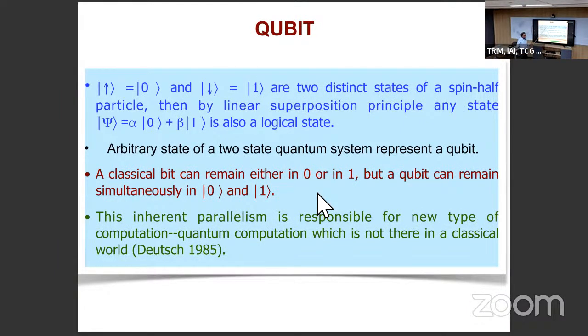Coming to the notion of the quantum bit, all of you know, but just for the sake of completeness, if you choose a quantum state like the spin of a particle, say up is 0 and down is 1, these are two distinct states of the spin of a particle. But then by the linear superposition principle, I can also have a physical logical state like alpha 0 plus beta 1. That is essentially an allowed quantum state, and it represents a quantum bit. In the classical world, a classical bit can be either 0 or 1, but a quantum bit can remain both in 0 and 1. This inherent parallelism is the notion that was realized by David Deutsch way back in 1985, and it leads to a new type of computation that we are all trying to work on, so-called quantum computing.